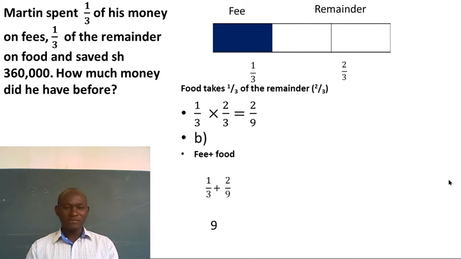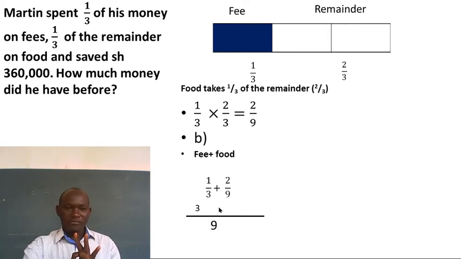Okay, we can continue. The LCM of 3 and 9 is 9. So we're going to have our 9 as LCM. Now, divide 9 by 3. 9 divided by 3 is giving me 3. Now, 3 times this numerator 1 will still give me 3.